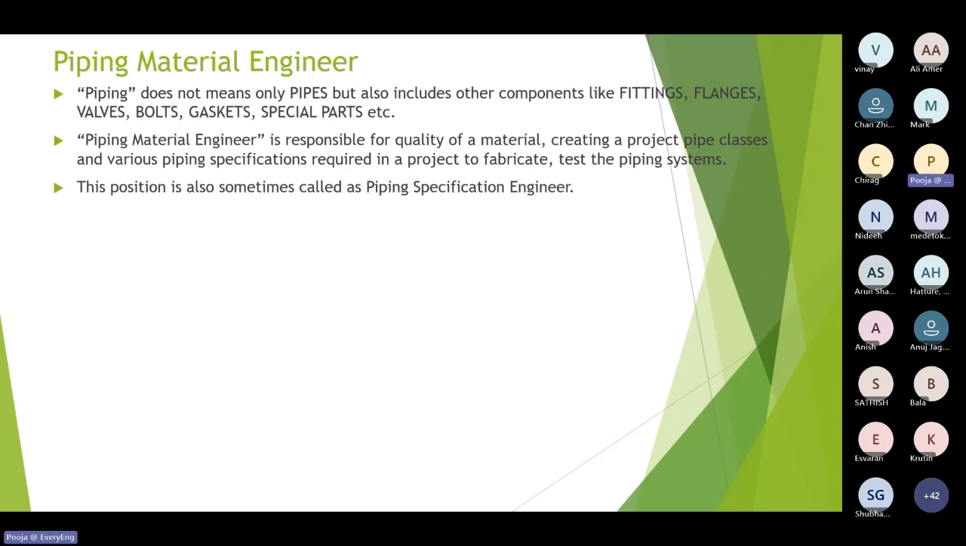So what is the role of a piping material engineer? The piping material engineer is responsible for the quality of material, creating the project pipe classes and various piping specifications required in the project. So why create all these documents? These documents are required to fabricate and test the piping system. If I want to build something, I should know how to build it. And once I build it, I have to test it, whether it will run as per expectation from a quality point of view. That's why testing is important.